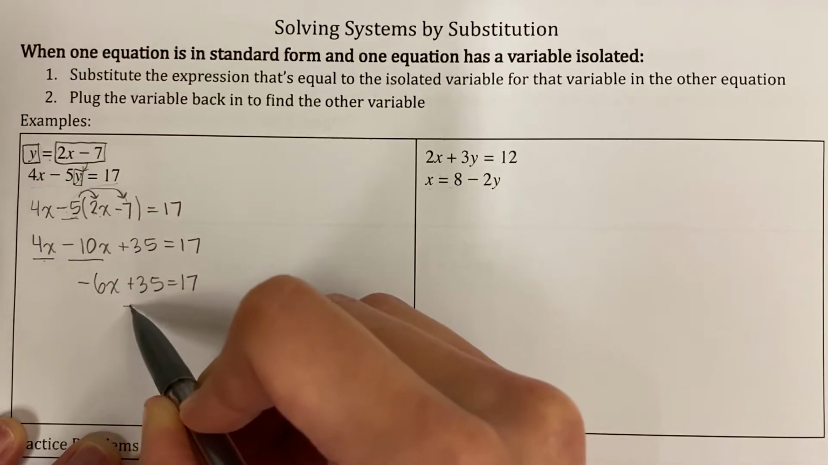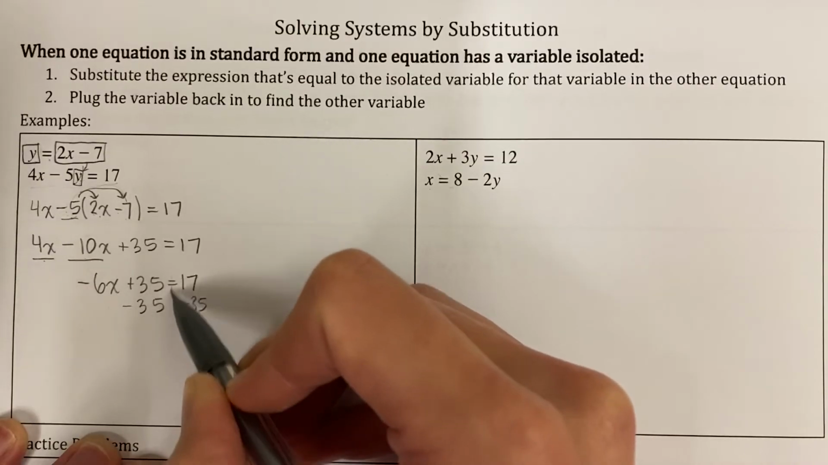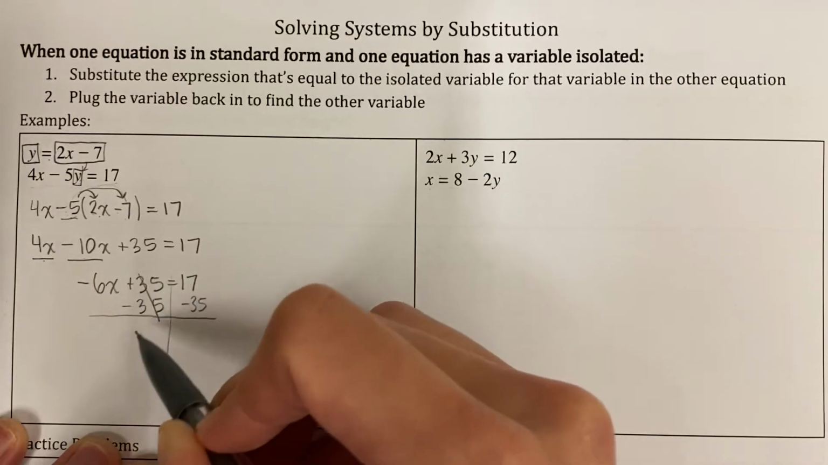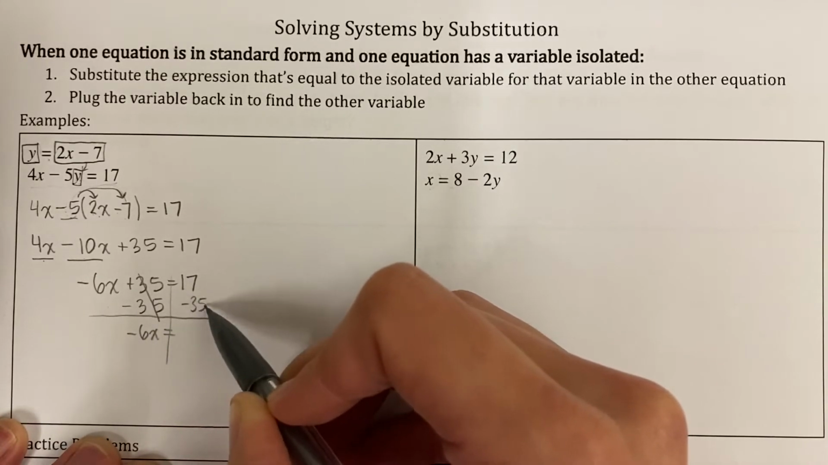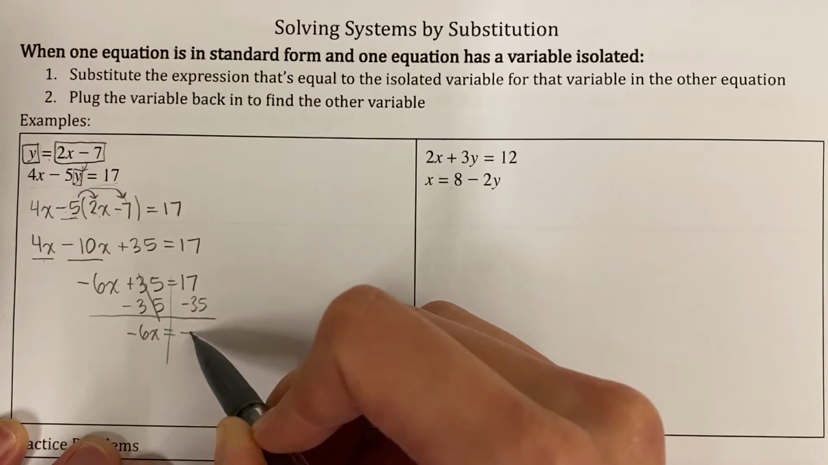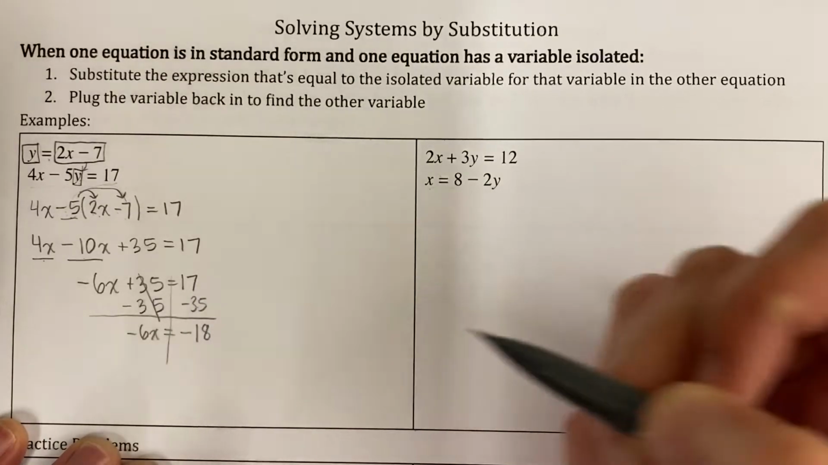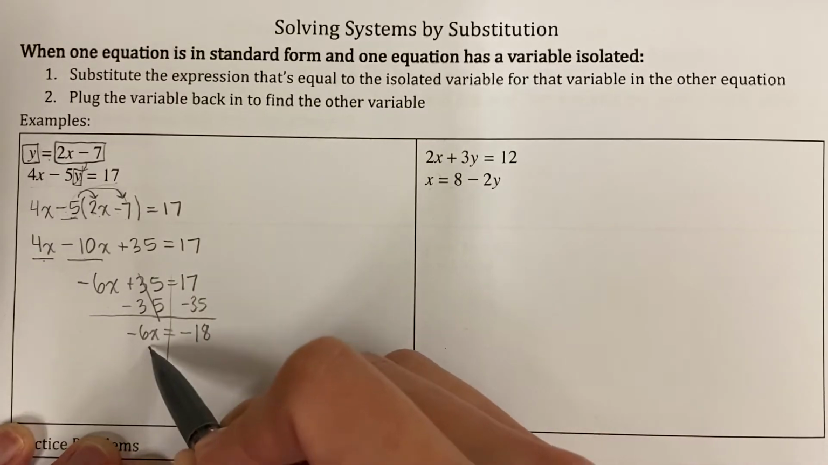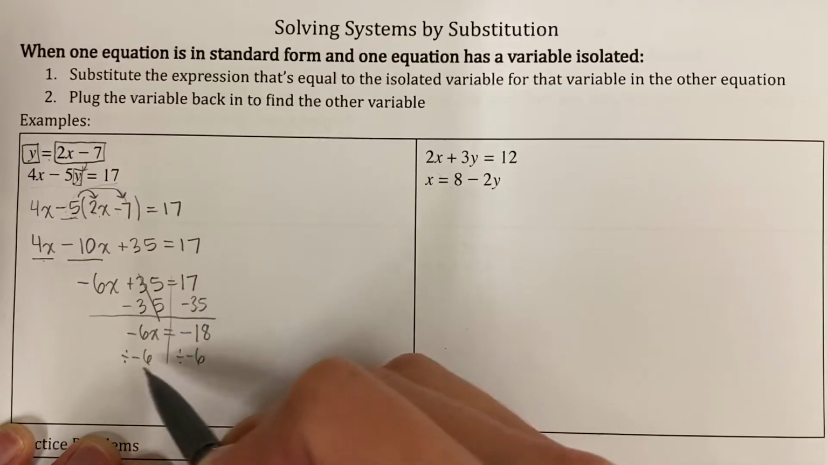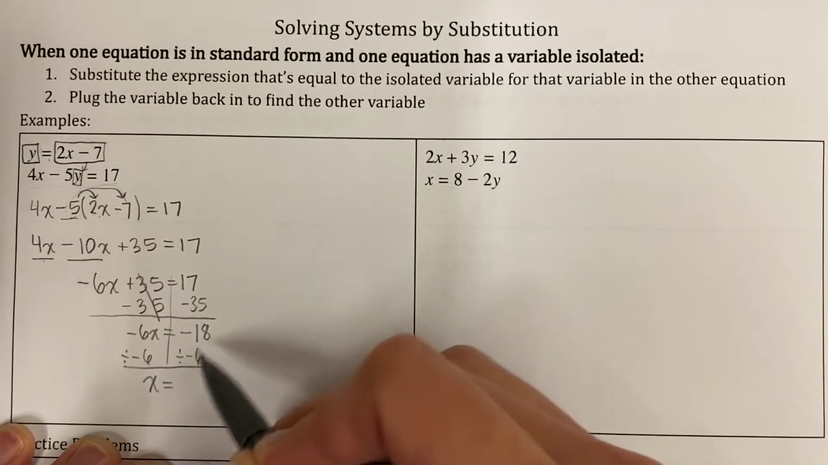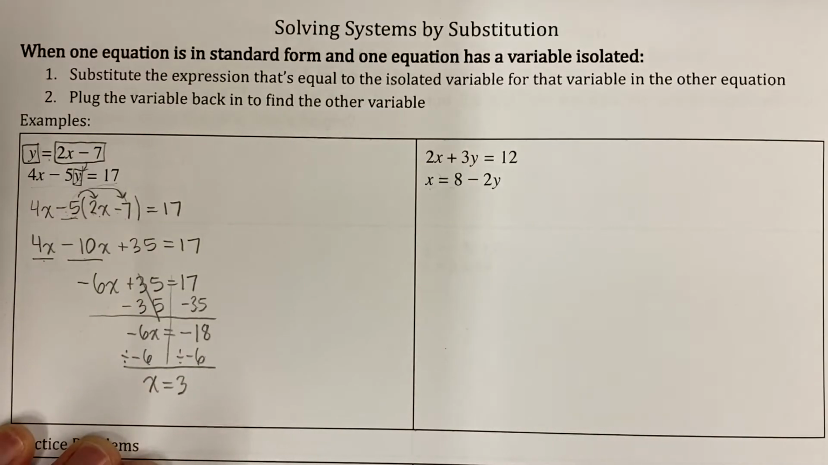I'm looking to get x by itself, so I'm going to start by subtracting 35 from both sides of the equation. Notice I'm doing it on both sides of this equal sign. I get negative 6x equals, this is 17 minus 35. Notice I have more negatives than positives, so it's negative. And then 35 minus 17 is 18. Okay, now I still need x by itself. X is being multiplied by negative 6, so I'm going to divide by negative 6. And I get x equals negative divided by negative is positive, and 18 divided by 6 is 3. So I get my x value is 3, which is great.